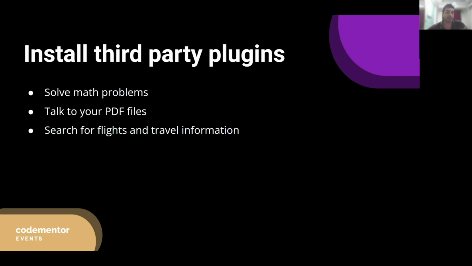There are several plugins that people have created to parse PDF files, so that ChatGPT can understand PDF links as well. And there are some plugins that have been made so that ChatGPT can search for the latest flight and travel information. So you can just tell ChatGPT, can you find the latest flight for me from this location to this location, sorted by price, and it will search it for you.